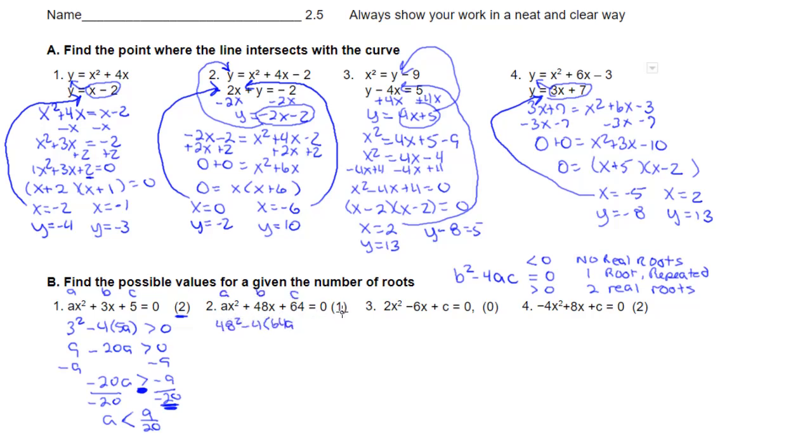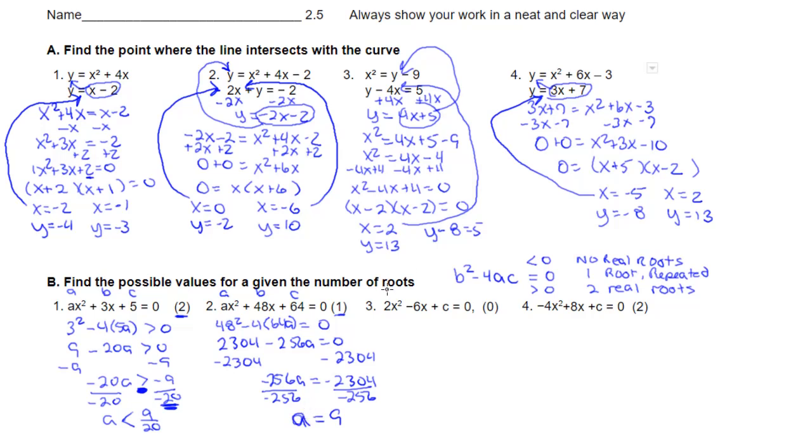In number 2, we're going to do the same thing, only there's only 1 root, so we're going to make the discriminant equal to 0. And so now all we've got to do is fill it in and find out what we've got. 2,304 minus 256a. Subtract 2,304 on both sides. Divide by -256. And we're going to find out that a is equal to 9.